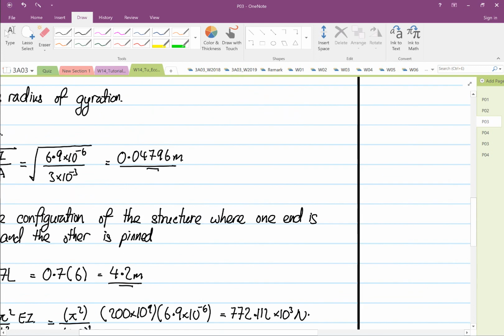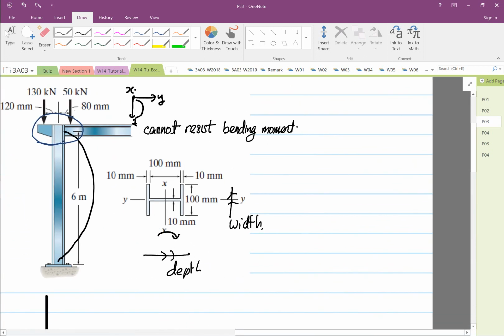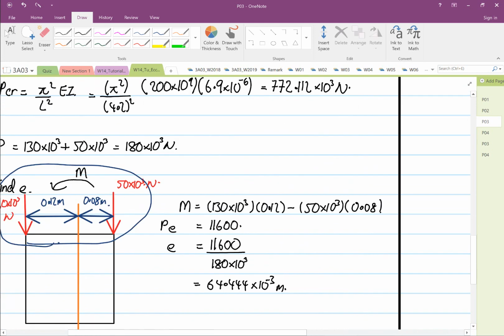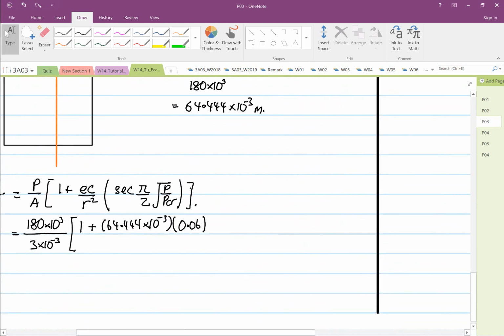Now, why C is equal to 0.06 is because of IYY and IXX, and this is our C value. So it is equal to 0.12 divided by 2, that's why it's 0.06. Then we have our R squared, so we divide by R squared over here, which is 0.04796.